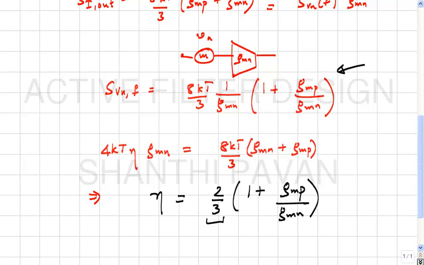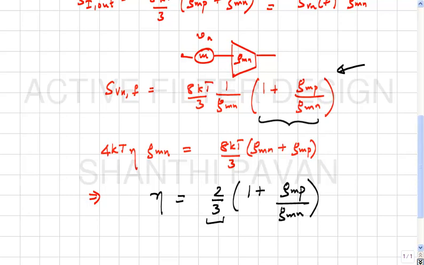The NMOS transistor is adding a signal current which is GMN times VD and a noise current whose spectral density is 8kT/3 times GMN. So the input referred noise voltage there would simply correspond to 4kT times 2/3 times 1/GMN. This extra factor 1 plus GMP/GMN is appearing because the total noise output current of the transconductor not only consists of the noise added by the NMOS transistor, but also that added by the PMOS transistor, which is not producing any signal current.